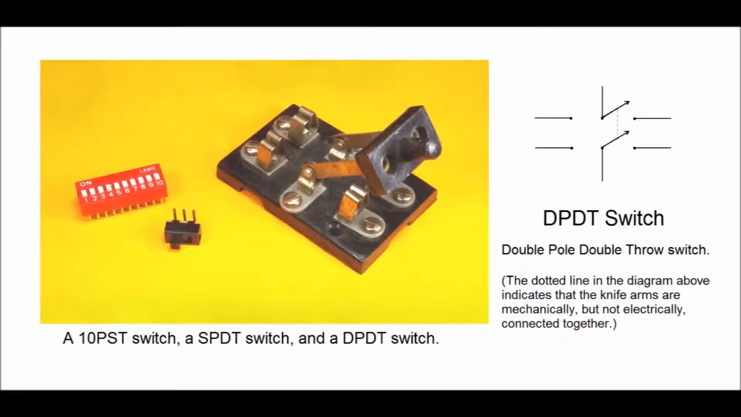In the diagram, there is a dotted line which indicates that the two poles of the switch are connected together mechanically but not electrically. You can see this mechanical connection in the photograph. It is the plastic handle at the right side of the switch which allows both poles of the switch to be activated by one handle.